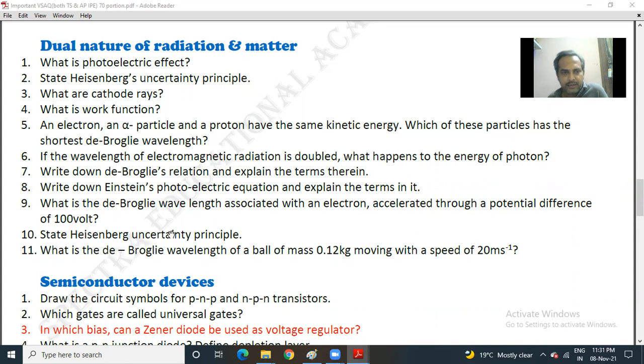State Heisenberg uncertainty principle. So this is repeated. Then 11. What is the de Broglie wavelength of a ball of mass 0.12 kg moving with a speed of 20 meter per second?